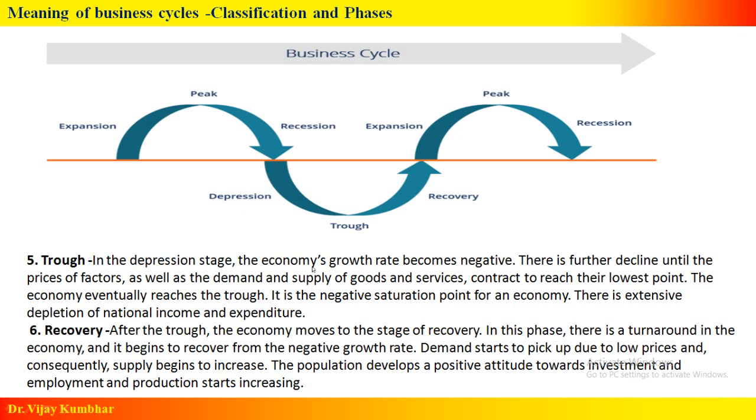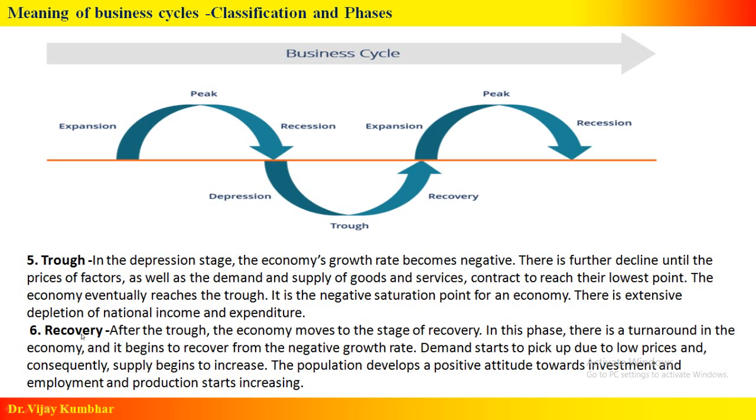Next is the trough. In this depression stage, the economic growth rate becomes negative. There is a further decline until the prices of the factors, as well as the demand and supply of goods and services, contract to reach their lowest point. The economy eventually reaches the trough. It is the negative saturation point of the economy. There is extensive depletion of national income and expenditure also. It means in this fifth stage, the economy will fall into a low-level income trap and also a low-level employability trap.